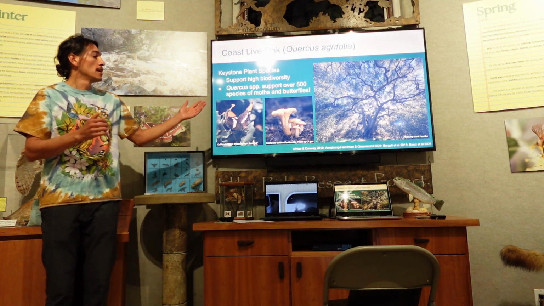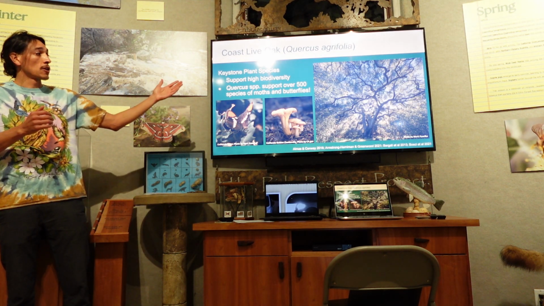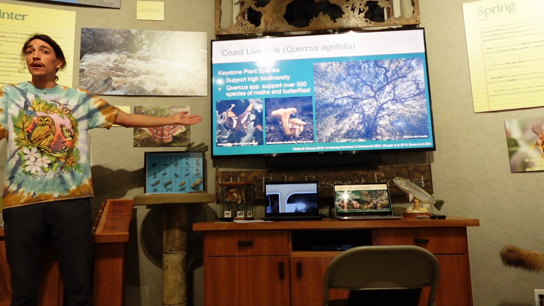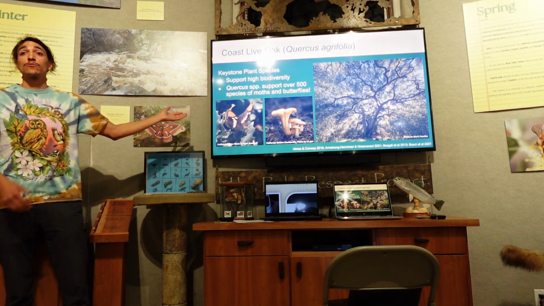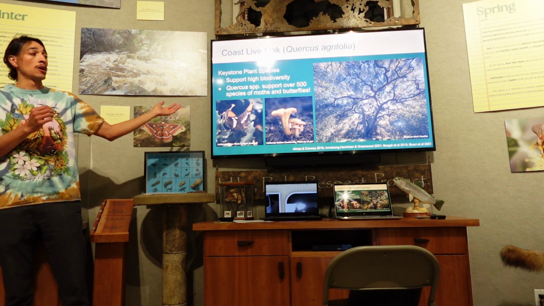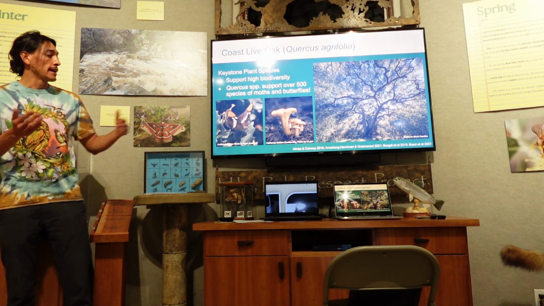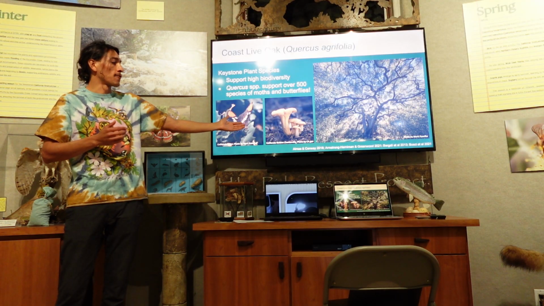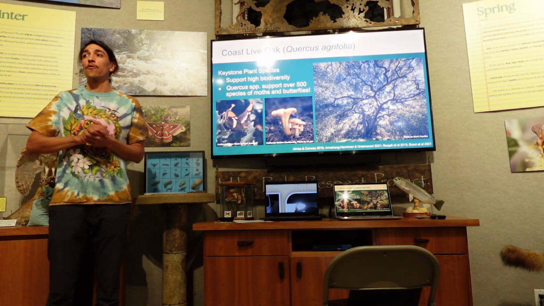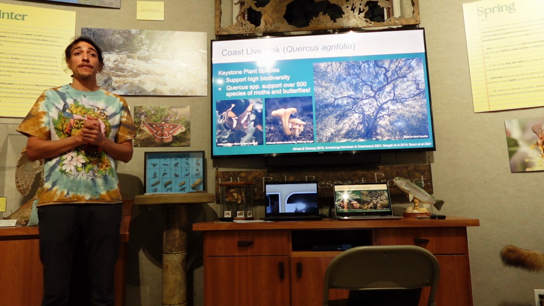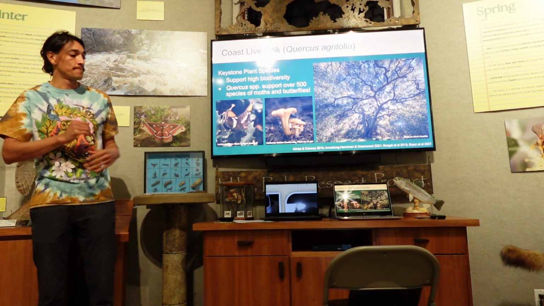And pictured here are just some of the species that rely on these oaks, such as the California sister, whose caterpillars rely exclusively on oak leaves in order to complete their developmental process, and our state mushroom, the California golden chanterelle, who form mutualistic relationships with the oak roots.